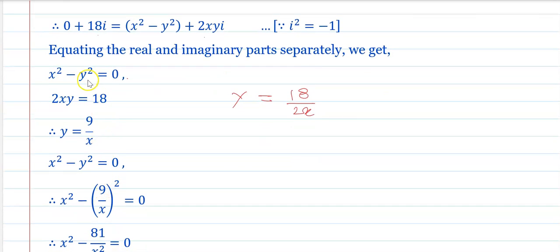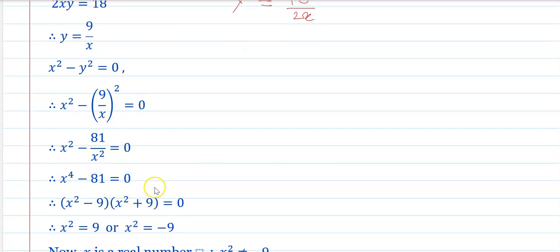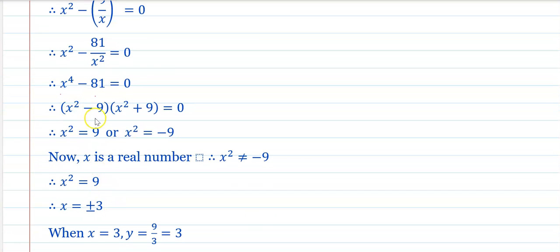Substitute the value of this y in this expression. x square minus, in bracket, 9 upon x whole square is equal to 0. Means what? 81 upon x square is equal to 0. Multiply on both sides by x square, you are getting x raised to 4 minus 81 is equal to 0. Means what? x square minus 9 into x square plus 9 is equal to 0. Therefore, x square is equal to 9 or x square is equal to minus 9.